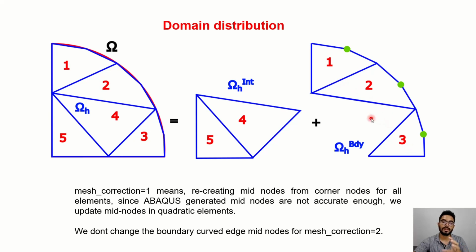If mesh correction type 1 is selected, we'll update all the mid nodes of all the elements. But if mesh correction type 2 is selected, we won't touch these green nodes. These lie at the boundary, and we want to save the curvature effect. So this gives us the advantage of having a curved element at the boundary, which is much closer to the actual geometry than a linear counterpart.